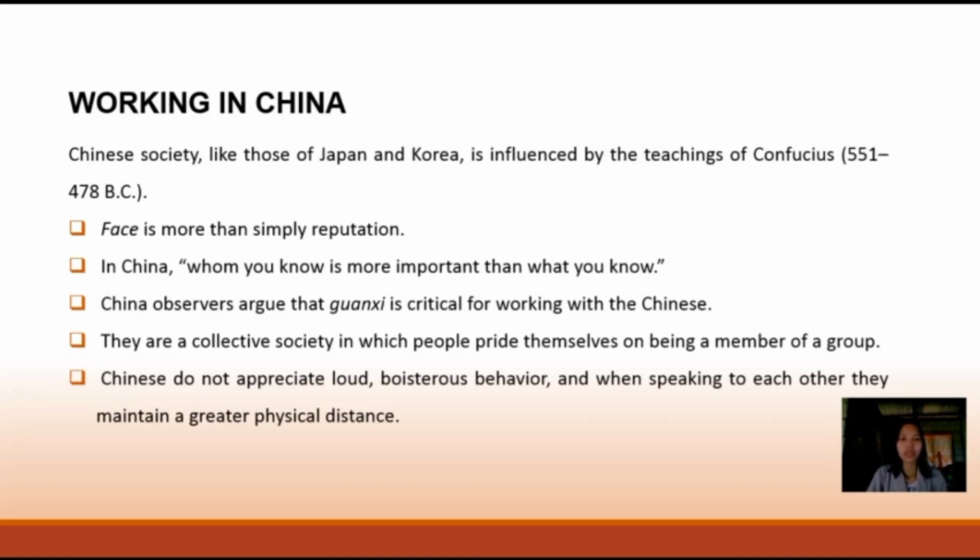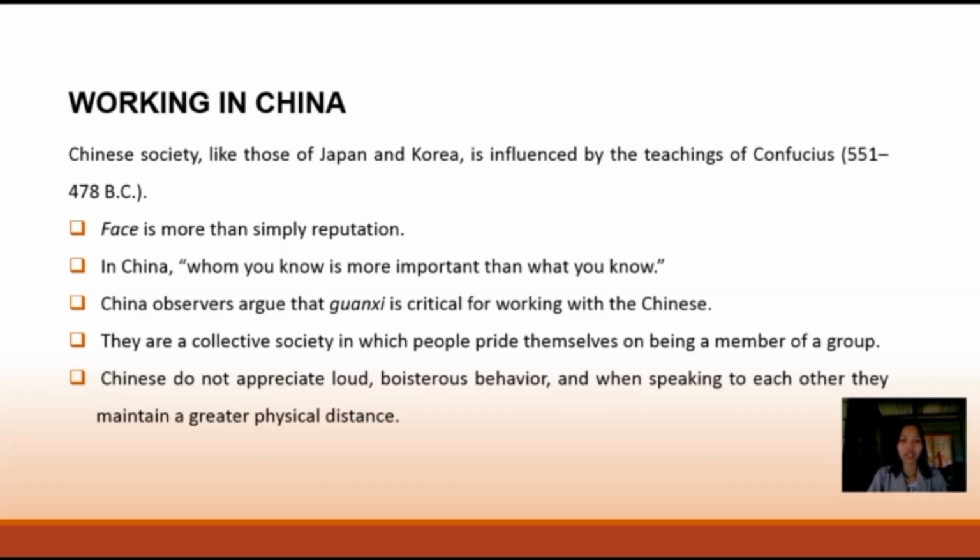So in dealing with the Chinese, you must realize that they are a collective society in which people pride themselves on being a member of the group. For this reason, you should never single out a Chinese person for specific praise, because this is likely to embarrass the individual in front of his peers. At the same time, you should avoid the use of "I" because it conveys that the speaker is drawing attention to himself or herself.